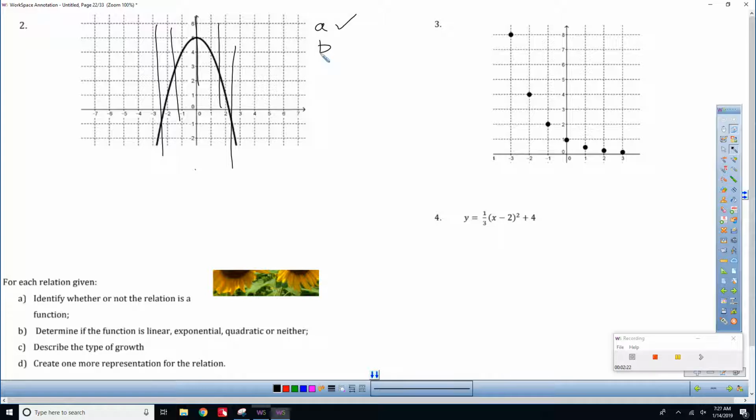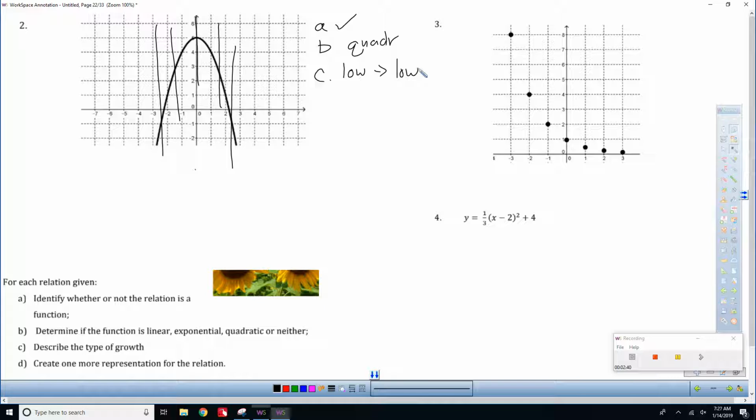B, this is definitely quadratic. Okay, the growth is it's low. It starts low. It goes high, and then it gets low again at the end. I don't know. Don't worry about part C. You could also just say that this is a quadratic growth.